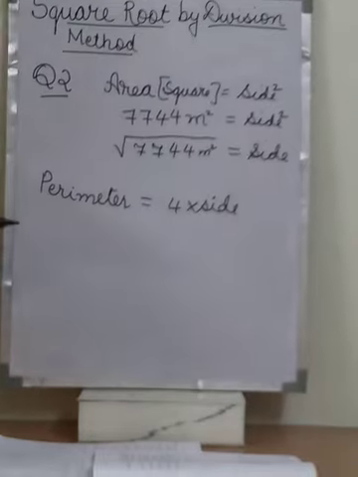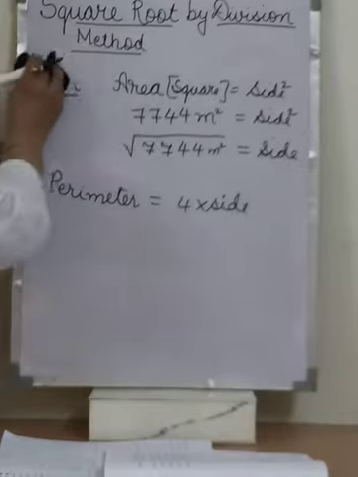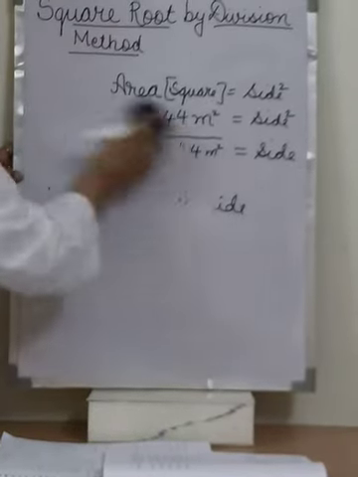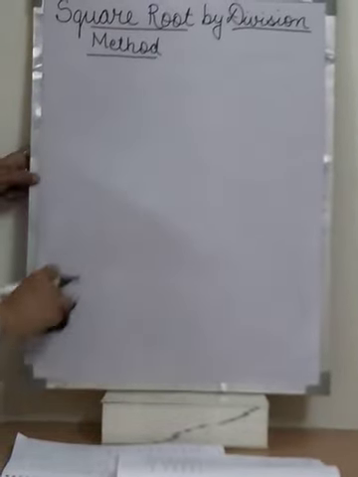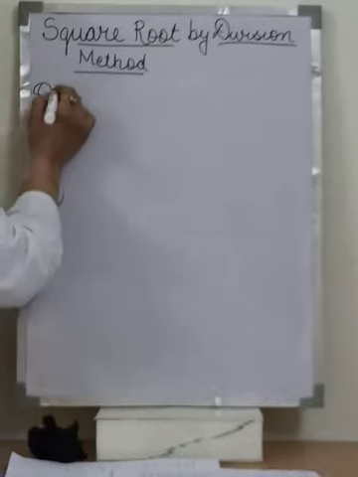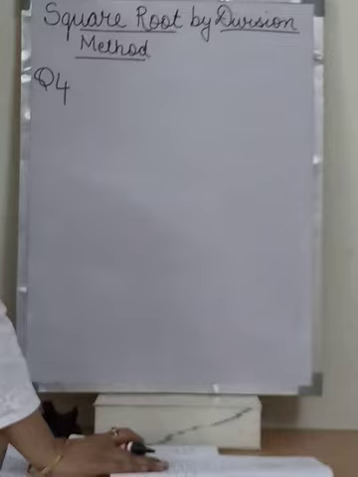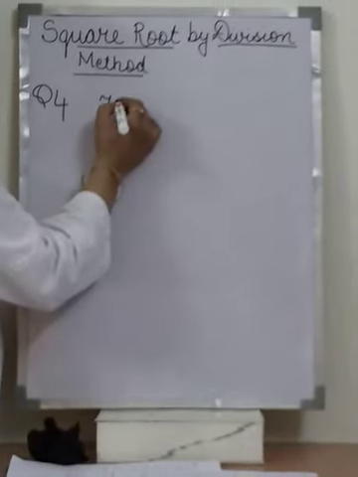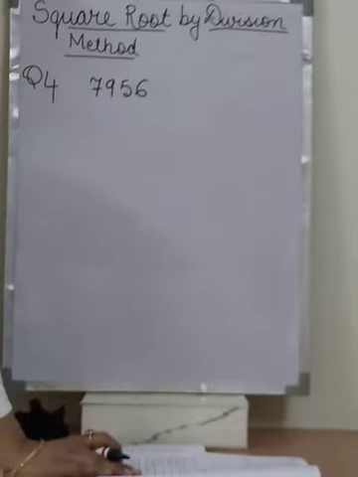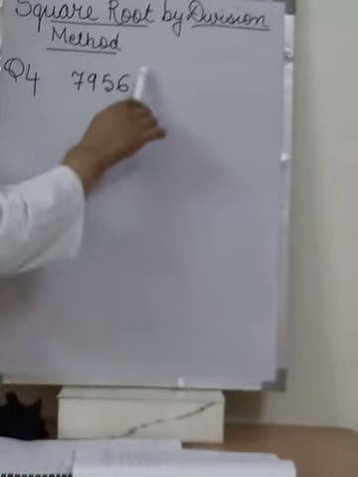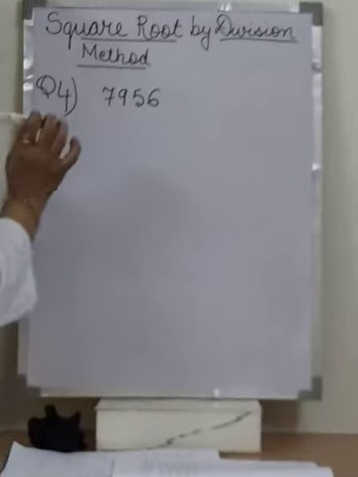Then we come to question number 3 and 4, which are exactly of the same type. So I do question number 4 for you. Question number 4, what they are saying: find the least number which must be subtracted from 7956 to obtain a perfect square. So we need to subtract a number from this to make it a perfect square. That means it is very sure this is not a perfect square number.